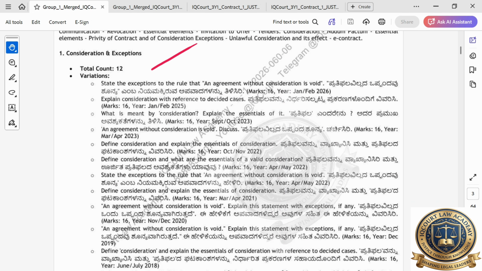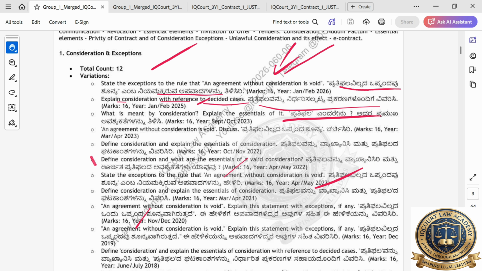This question is very important. State the exception to the rule that an agreement without consideration is void. Explain consideration with reference to decided cases. These are all about consideration.